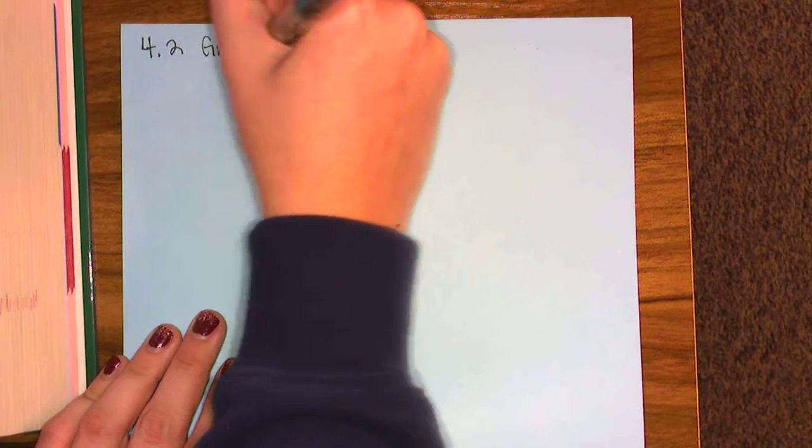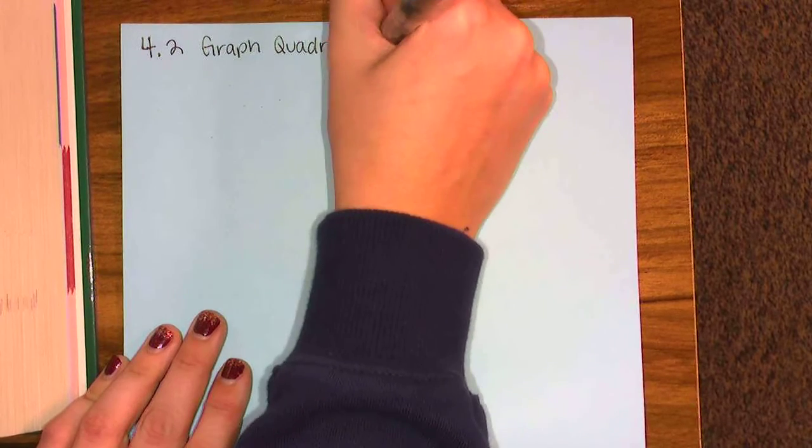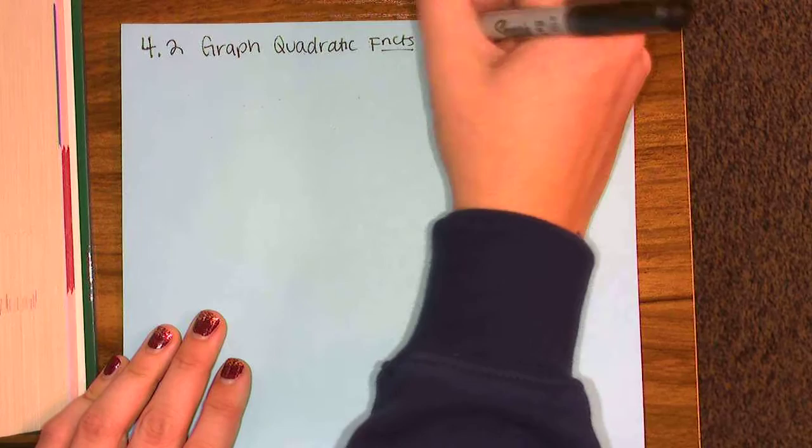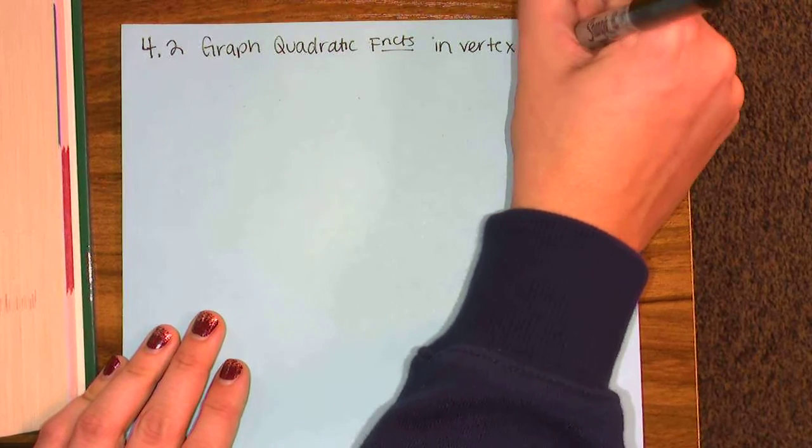Okay, 4.2. I'm hoping this doesn't go super long, but it is a lot to cover, so it might be a little longer than usual. So 4.2 is graph quadratic functions in vertex or intercept form.